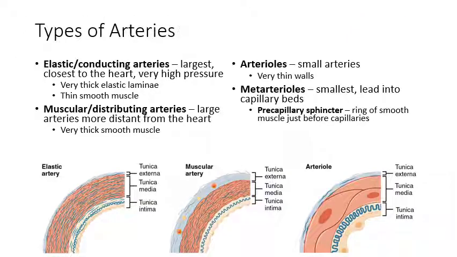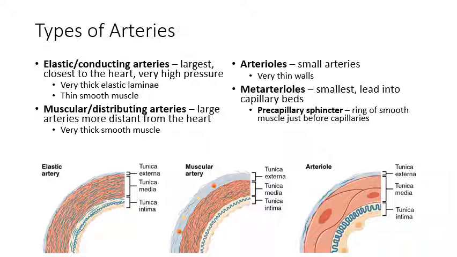We have different types of arteries and different types of veins. The biggest arteries are called elastic arteries. They're also called conducting arteries. They are found very close to the heart, so basically that would be the aorta and pulmonary trunk. They have the highest blood pressure of any artery, and they're the thickest also in terms of their walls. Especially their elastic laminae are extremely thick, which gives them that extra elasticity, which is really important.